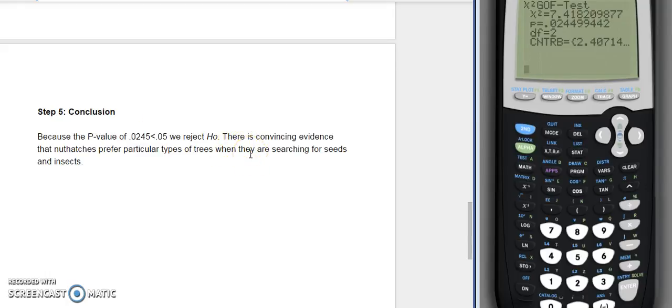There is convincing evidence that nuthatches prefer particular types of trees when they are searching for seeds and insects. If we were to fail to reject the null, then we would say, there is not convincing evidence that nuthatches prefer particular types of trees when they are searching for seeds and insects. This would only be possible if the p-value was greater than 0.05.